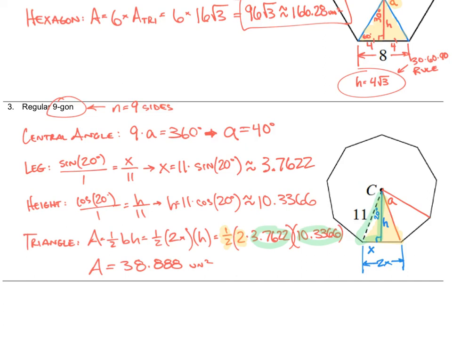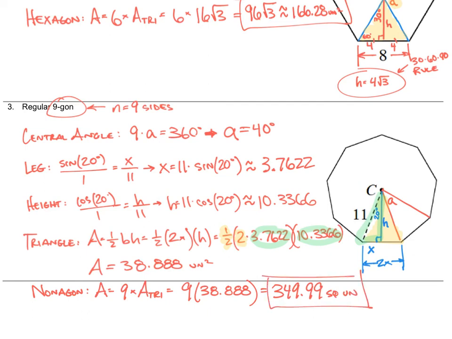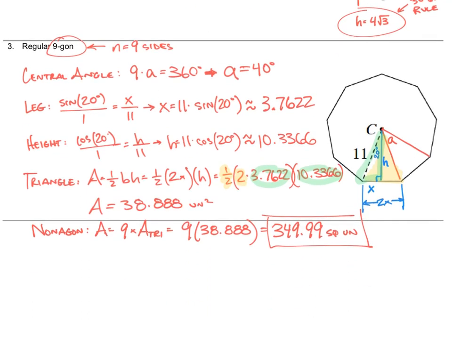Okay, now let's go back and talk about our final polygon here, which is a regular nonagon. And that's going to have an area equal to 9 times the area of the triangle, or 9 times 38.888. And that gives us an area of about 349.99 square units. Oh heck, let's just call it what it is. It's about 350. So it's about 350 square units.